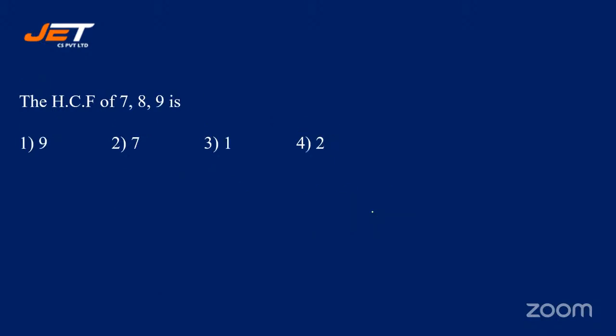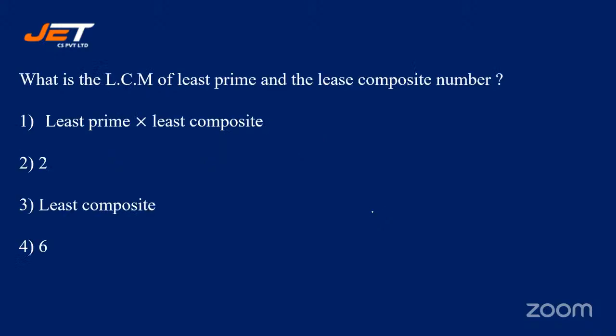All right. Yes, see the next question. The HCF of 7, 8, 9. What is the HCF of 7, 8, 9? So nothing is common among all three, isn't it? So it should be none other than 1. That's why your option 3 is the correct answer.